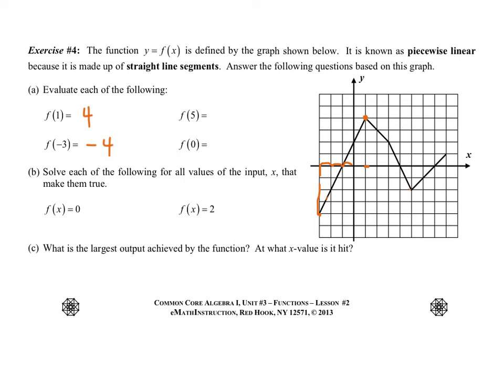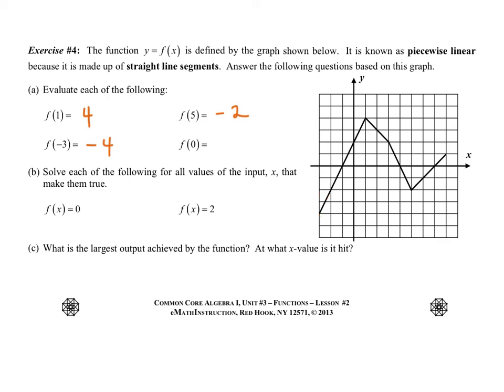Find f of 5. I'd go over 1, 2, 3, 4, 5 and look down. That would be negative 2. You guys find what f of 0 is for me. And then we'll just look at this last question.